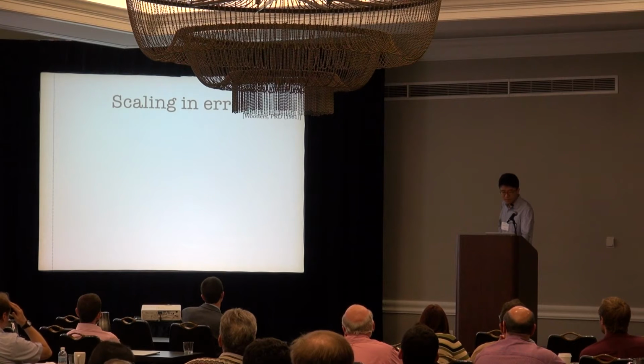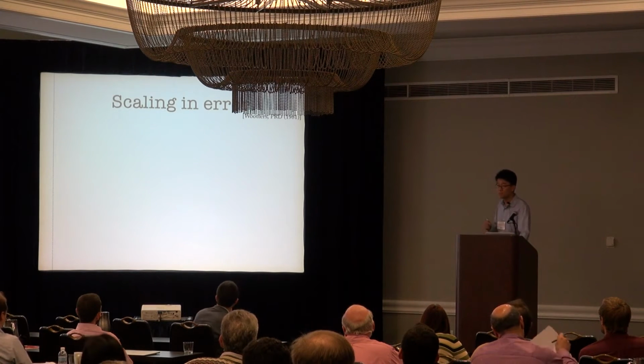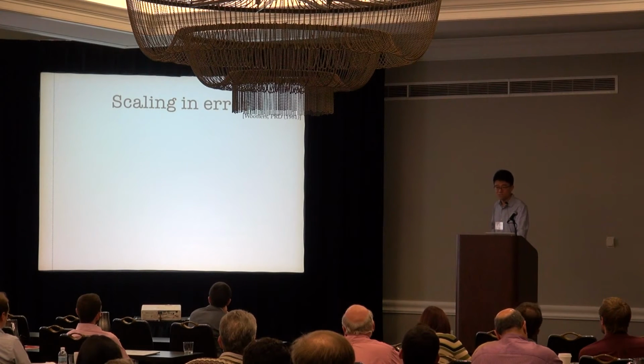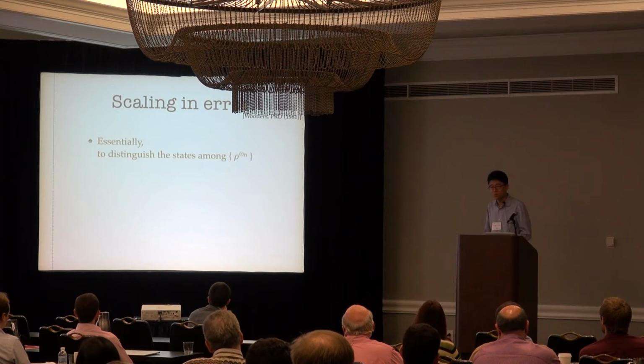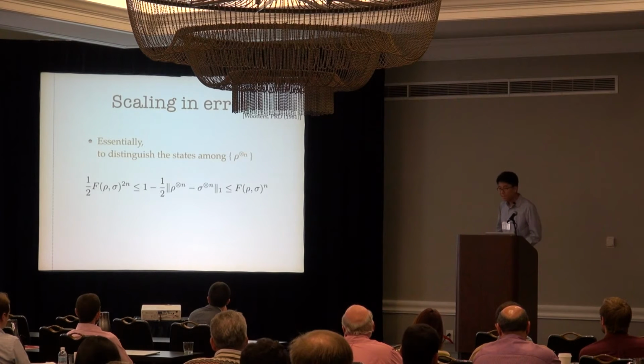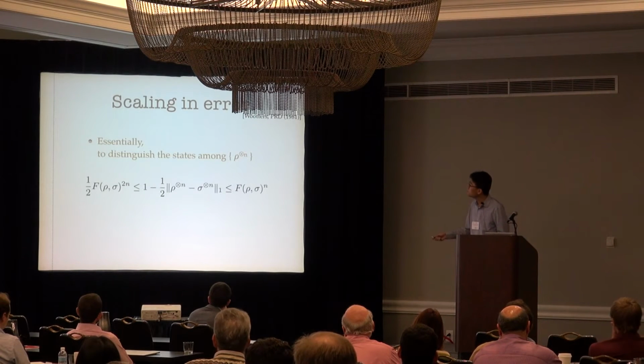Okay. So let's speculate what the answer should be. What's the number of copies? How should the number of copies scale with respect to the error accuracy goal? Essentially, tomography is the state discrimination procedure where you distinguish rho tensor n from, say, sigma tensor n. In that case, this inequality holds. This is a simple consequence of the relation between trace distance and fidelity.